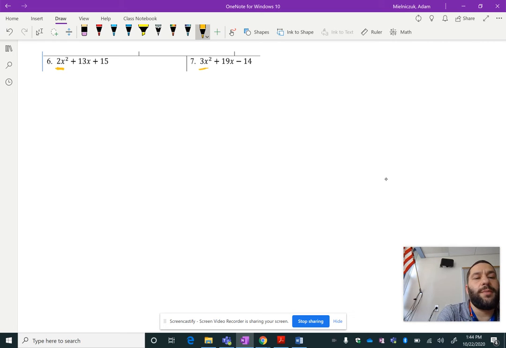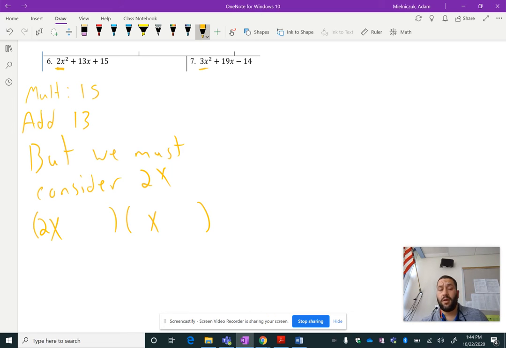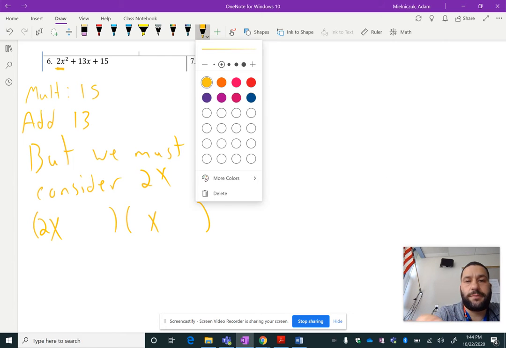All right, we still want to multiply to 15. We still want to add to 13, but we must consider 2x. What I mean is we're still having our two sets of parentheses, but instead of it being x and x like we're used to seeing, one of them has to be 2x because remember FOIL first, you have to multiply the 2x squared. So this makes this one a little bit more difficult.